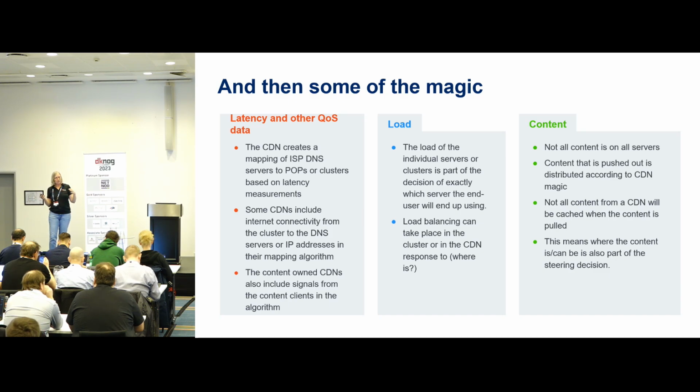And finally, some of them who have written their clients themselves are also using signals from the client to decide where they want to go. Then they also take into account how much load is on the servers out there right now. So they make sure they're not sending too many end users to a location or a server that is already very busy, but send them to another one that is less busy. And finally, they also have to look at where the content is. We're going to look at how content is placed on the servers in some of the next slides.